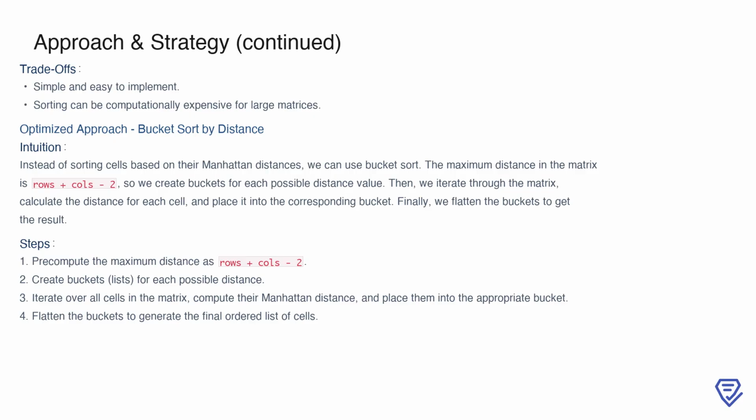Once all cells are distributed into the appropriate buckets, we simply flatten the buckets to generate the final ordered list of cells. This approach is particularly efficient because it avoids the computational overhead of traditional sorting. Instead, the time complexity is reduced to O(rows * cols) for both generating cells and flattening the buckets, making it better suited for large matrices.